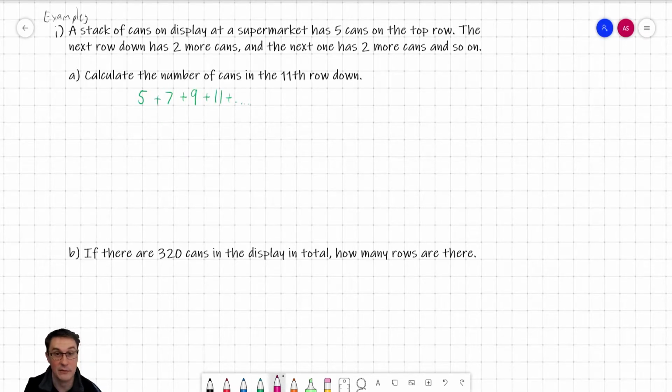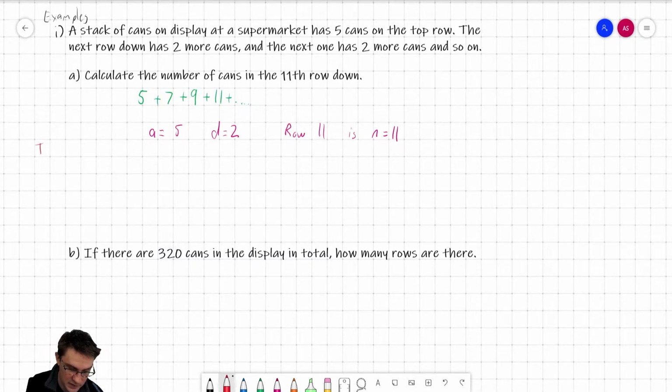From this there are a couple of things I can take away. I know that my first term, a, is going to be 5. I can also quickly work out that the common difference d is going to be 2, because 2 is being added each time. Now, to answer the question of the 11th row, I know that row 11 is where n is equal to 11. Another key thing is the formula we need to use. Since we're finding a term in this series, we have to remember the formula t of n equals a plus n minus 1 times d.